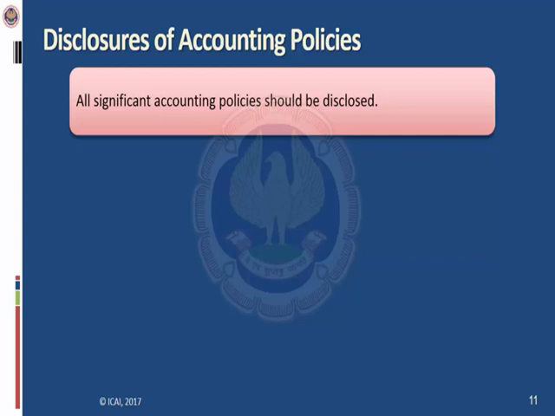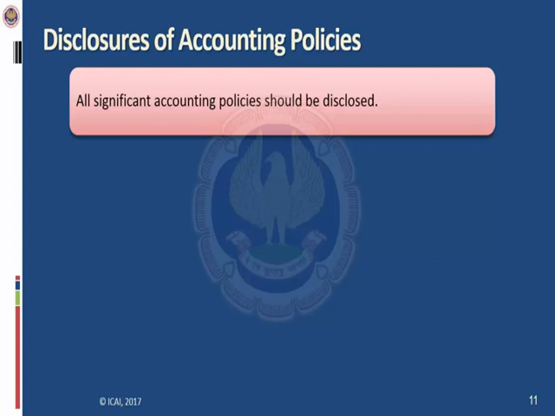So we have read that the accounting policies should be framed in such a way that they will reflect the true and fair picture of the financial statement. And there are three major considerations which will support the entity in presenting the true and fair view of the financial statement. So one is prudence, the second is substance over form, and third one is materiality.